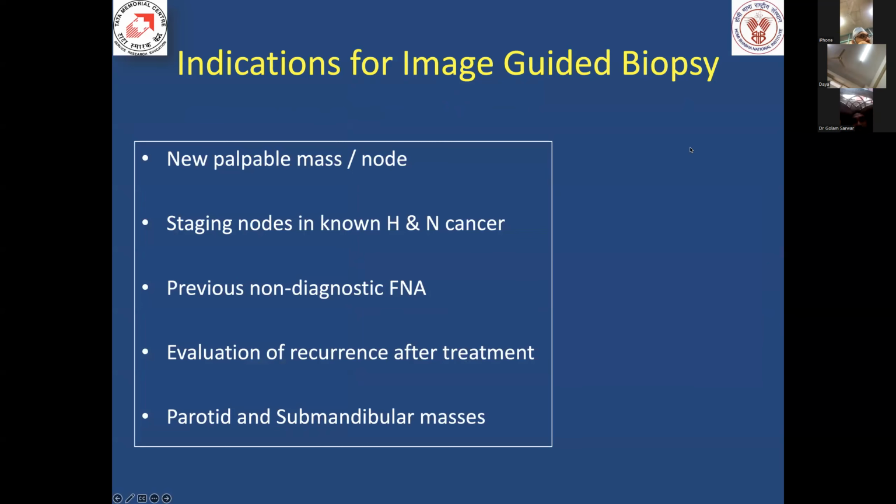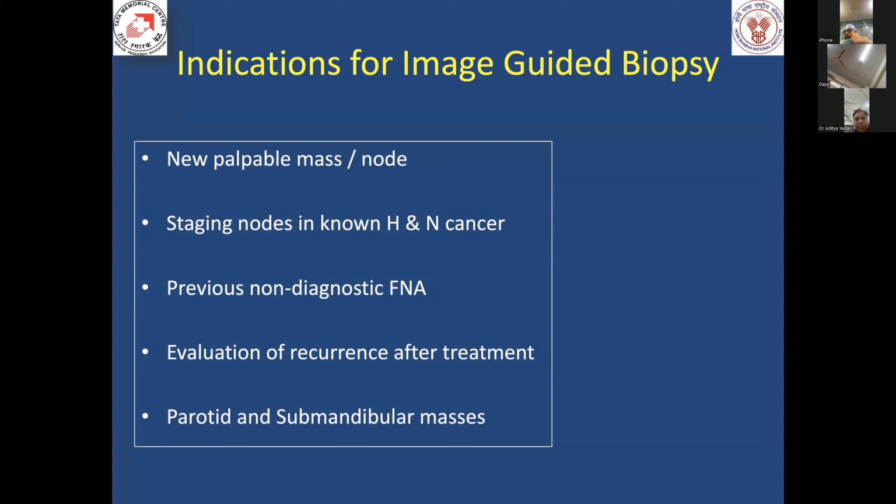Broadly, if I have to say what are the indications for image guided biopsy in head and neck tumor, it is those masses which are not palpable, or nodes which are not palpable, situated deep, like I mentioned now. In cases of known head and neck cancer where biopsy is done, but the node is not very convincing, this is another place where the biopsy is normally requested.